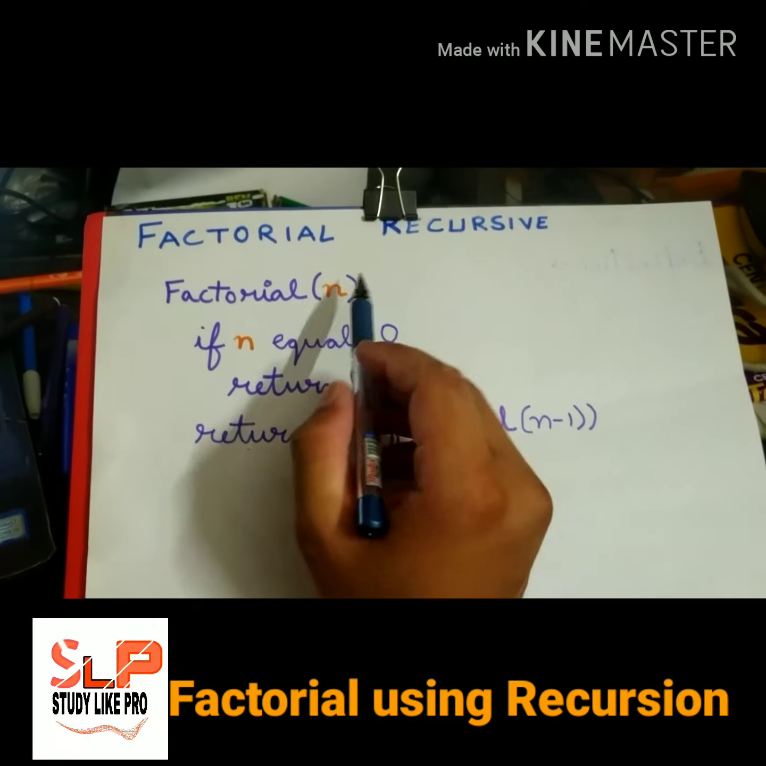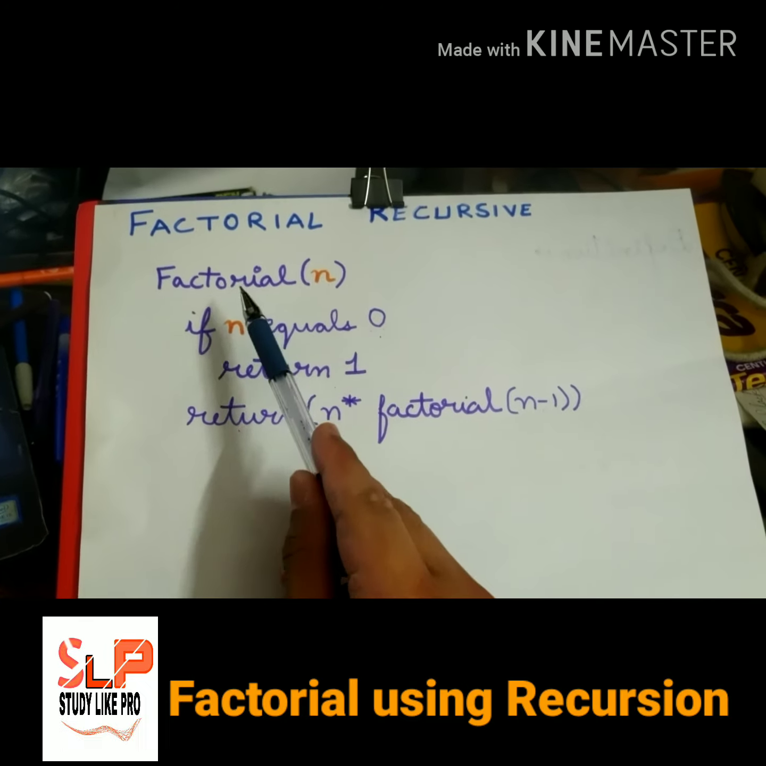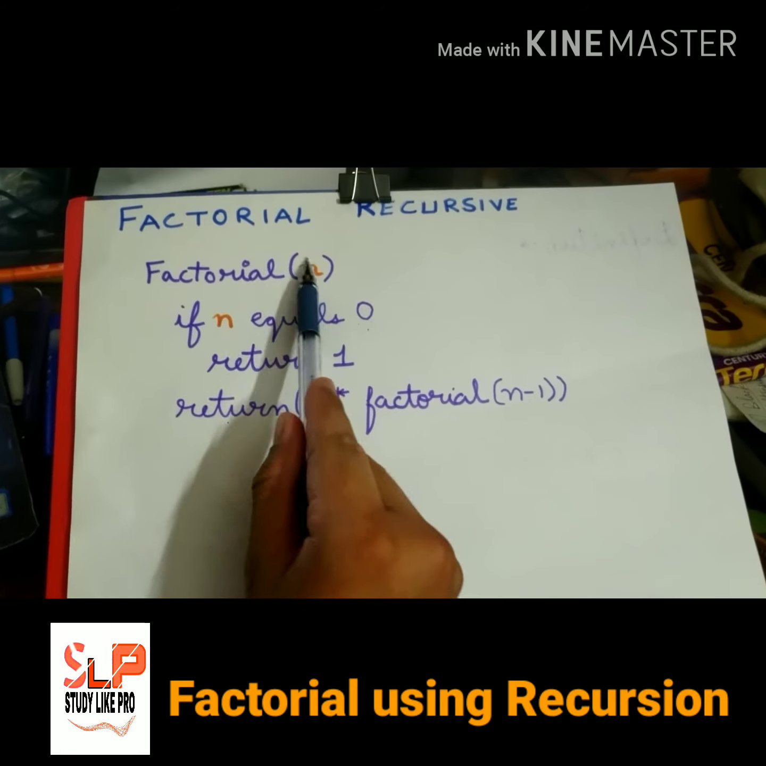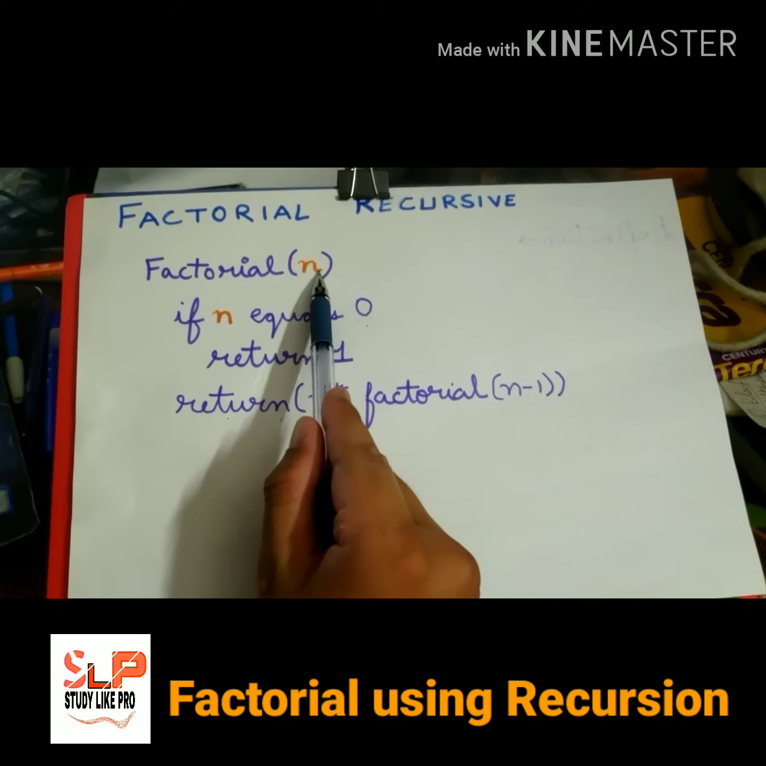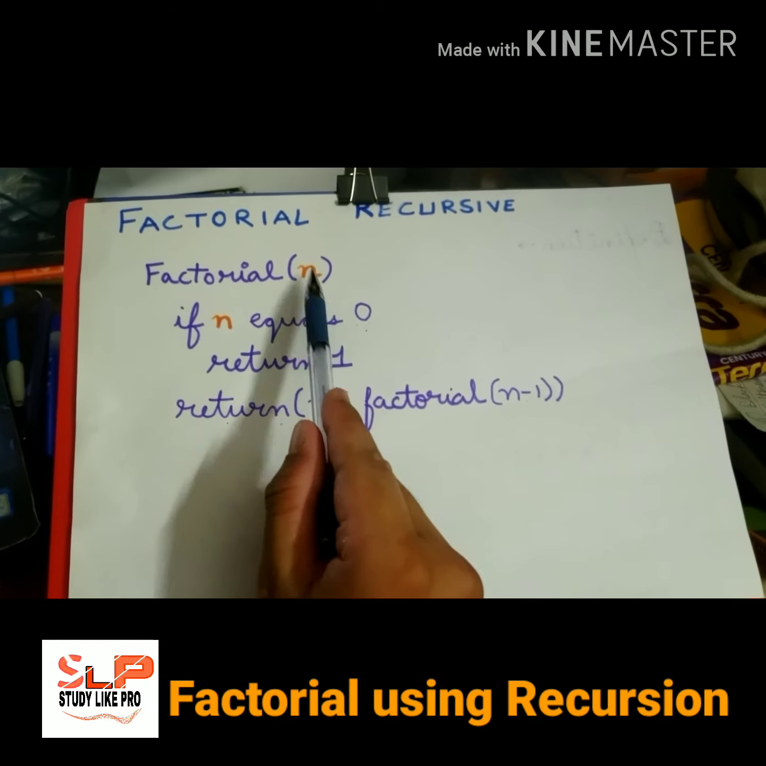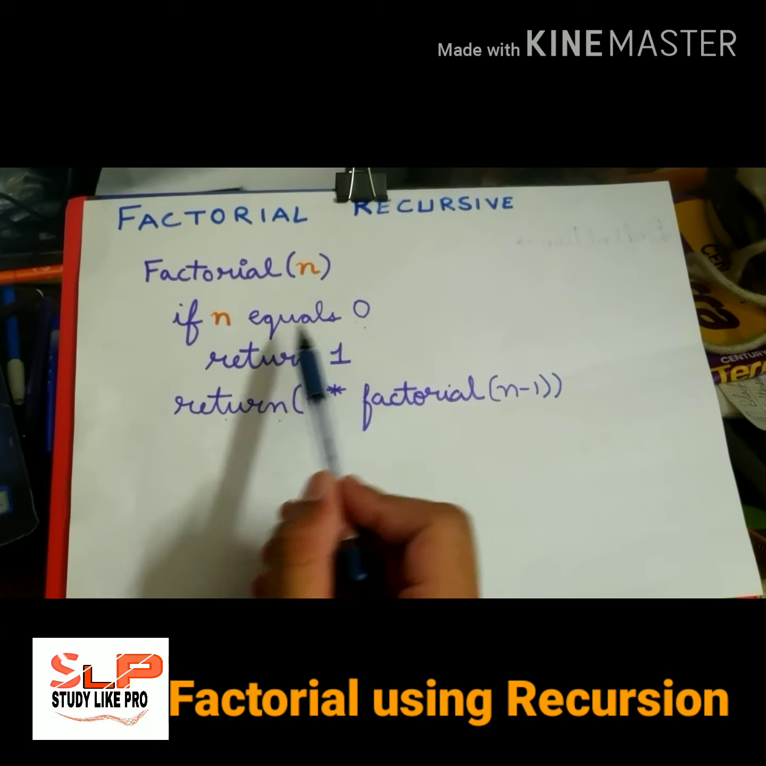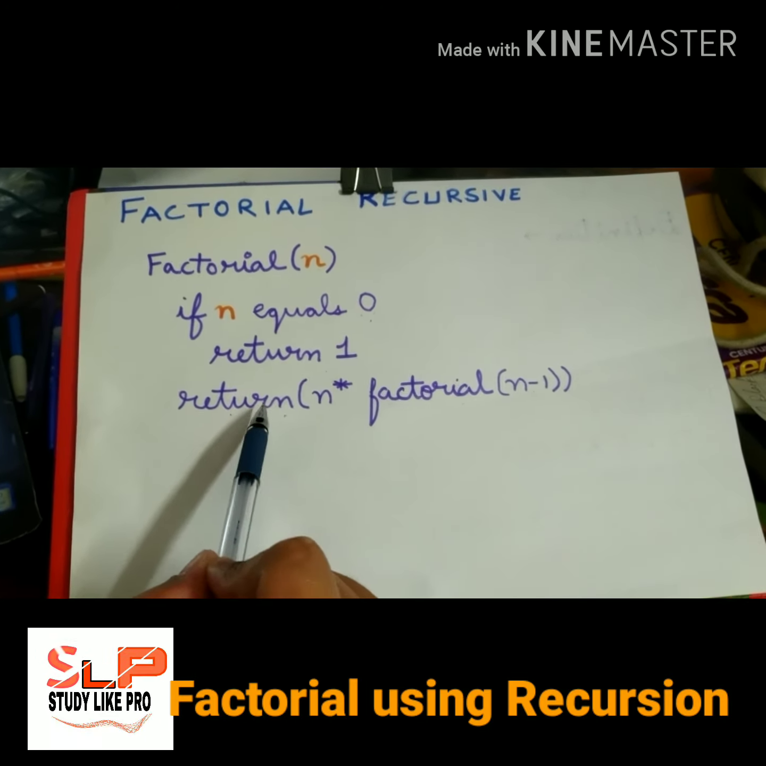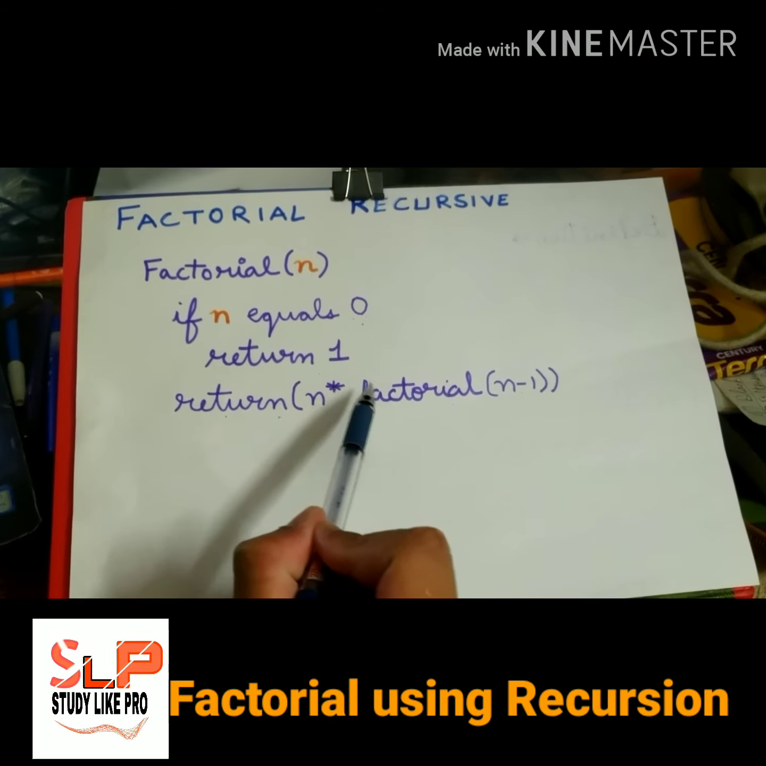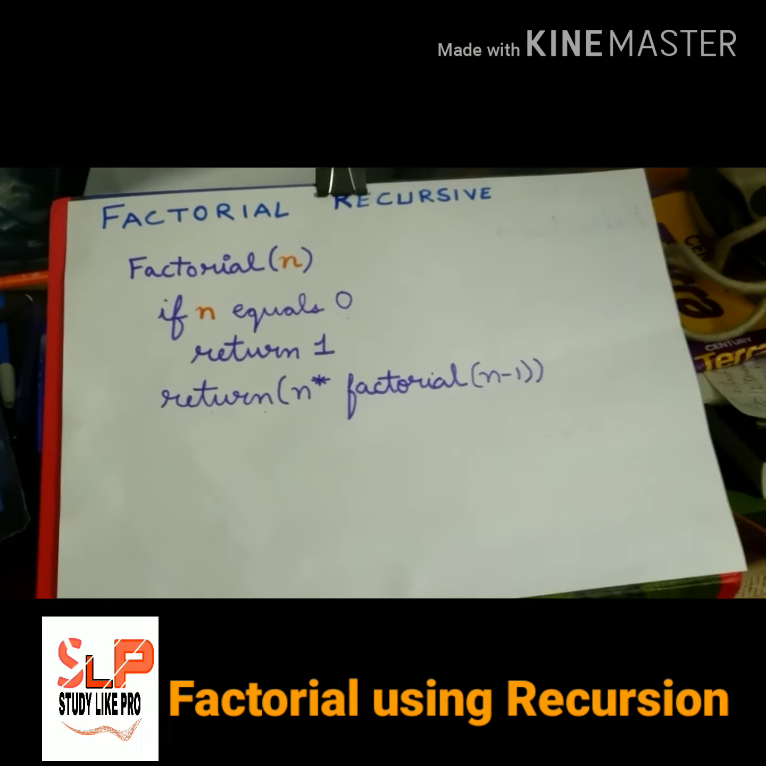Now coming to the program. So basically this is a method factorial. n is a parameter, n is a number. If n equals 0, then return 1, else return n into factorial of n minus 1.